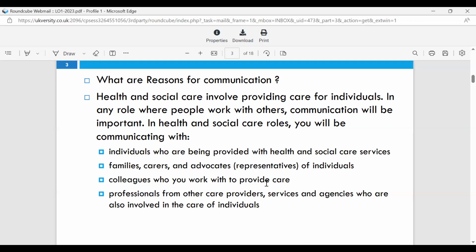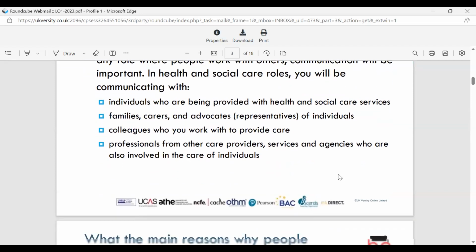Colleagues who you work with to provide care. So maybe an employer that needs to do readjustments. For example, if someone's got a poorly back, to readjust the chairs, if they work in IT or anything like that. So, you should have some links with the employers as well. Professionals from other care providers, services and agencies also involved in the care of the individuals.